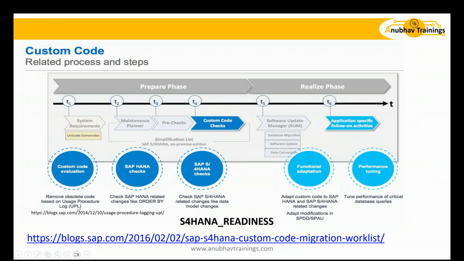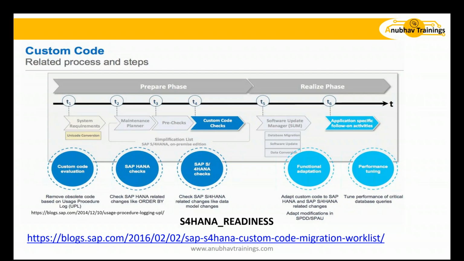UPL stands for unused programming code, or the procedure log. It will check how much of your code has been unused. Many times in our company, we develop lots of custom packages, custom programs, and reports just for testing or maybe for a POC purpose. That code is more of a dead code. We never go back and reuse that code. So your basis team can run a UPL analysis to find the dead code.